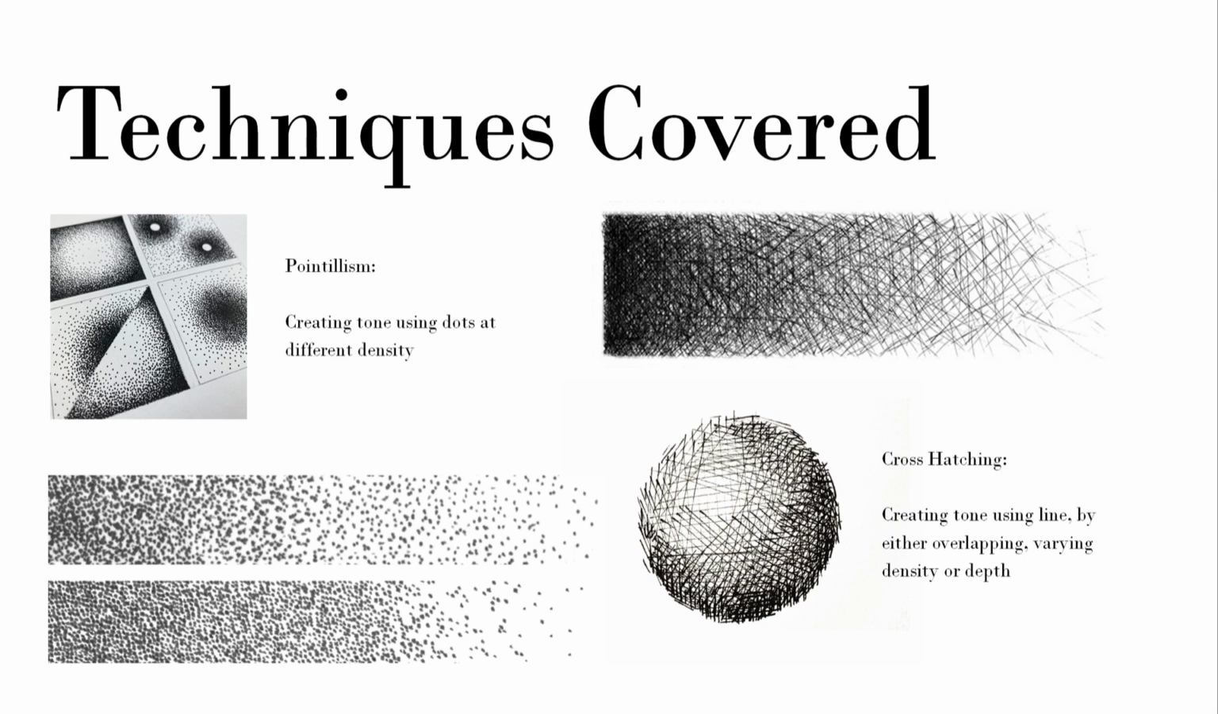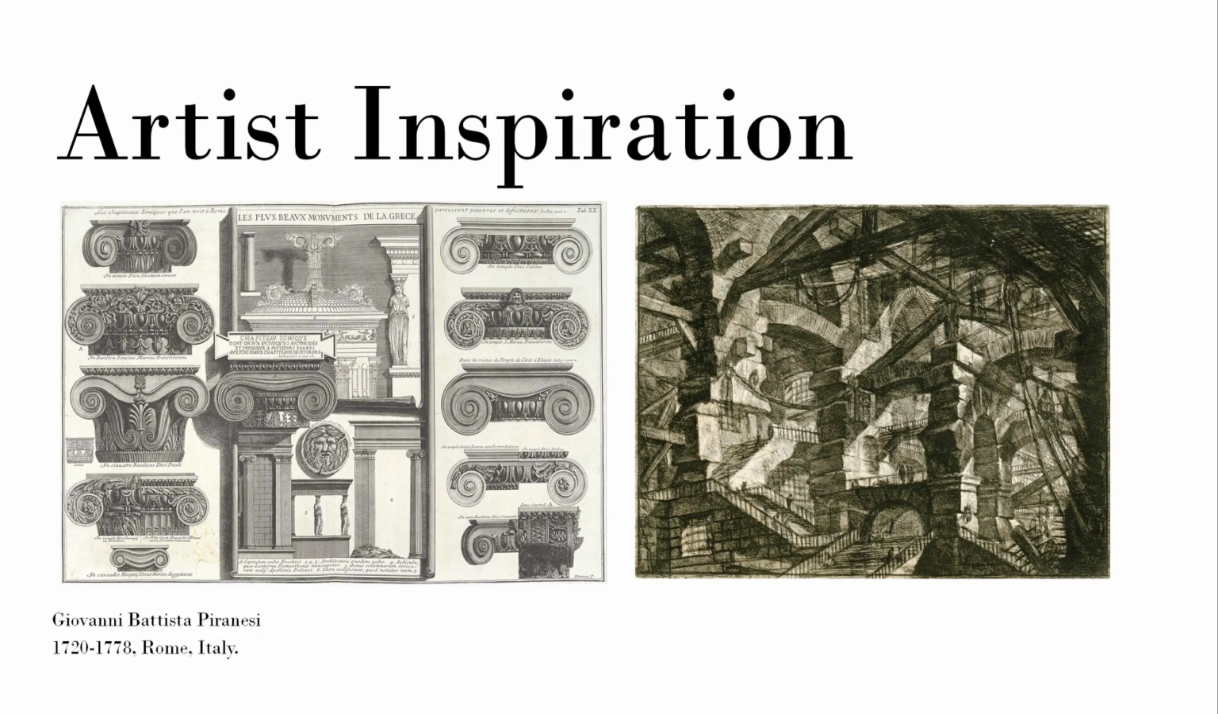An artist who is famous for their architectural etchings is Giovanni Battista Piranesi. He created many detailed drawings of historical buildings and a series of imagined architectural spaces. The detail in these buildings is mostly rendered with careful cross-hatching.